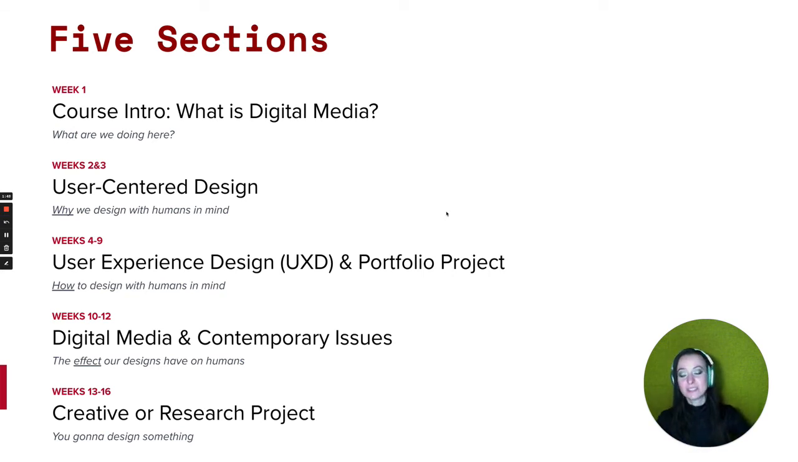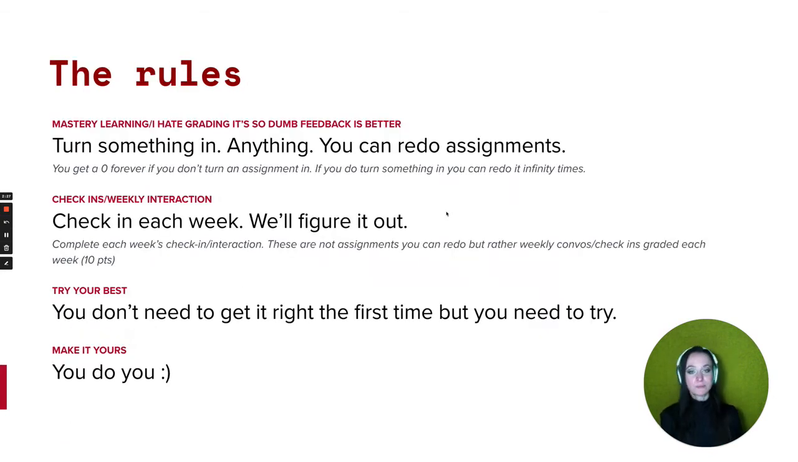In weeks 13 through 16, you're going to take all of that and you're going to create a creative or research project that looks at some aspect of digital media. So I put down here, you're going to design something. You're going to use that human-centered design process that you learned in weeks 4 through 9, and you're going to apply it to something that interests you. You could even apply it to one of the things we study in weeks 10 through 12. So the last sort of month and a half of the course is taking everything we've learned about digital media, what it is, why it's important, how we design it, and making things that demonstrate your understanding of those aspects of digital media.